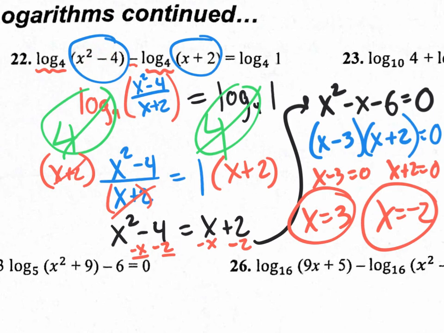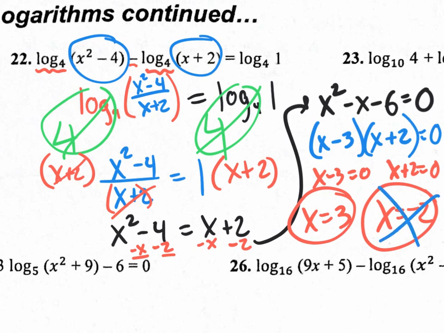Think about it. Whatever base you have, if I say 4 to what power gives you 0, it can't happen, right? There's no way 4 to any power will give you 0. 4 to a negative power will give you a fraction, not 0. 4 to the 0 gives you 1, not 0. So you can't have 0, you can't have any negatives. And if you tried it on a calculator, it would say error. So negative 2 can't work.